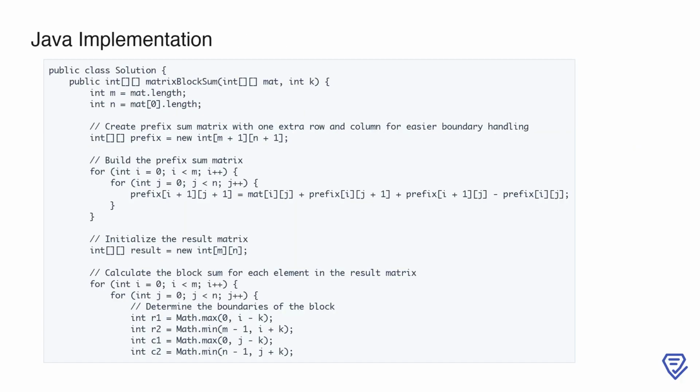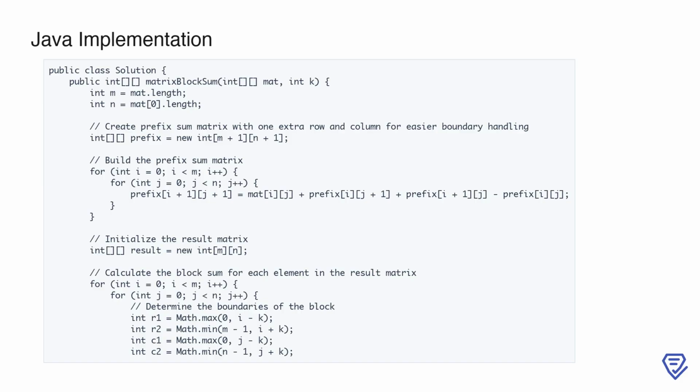Here, we begin by defining the method matrix block sum, which takes in a matrix mat and an integer k. The matrix dimensions are determined by m and n, representing the number of rows and columns, respectively. To simplify boundary calculations later, we create a prefix sum matrix with one extra row and column. This additional space helps us avoid boundary checks while building the prefix sum.